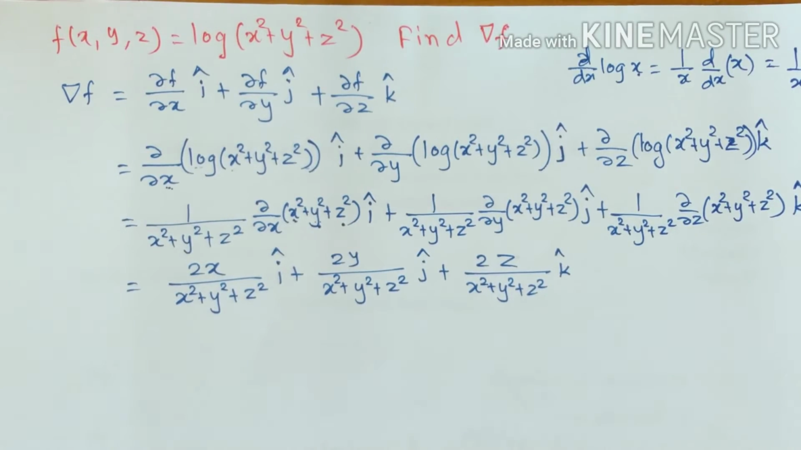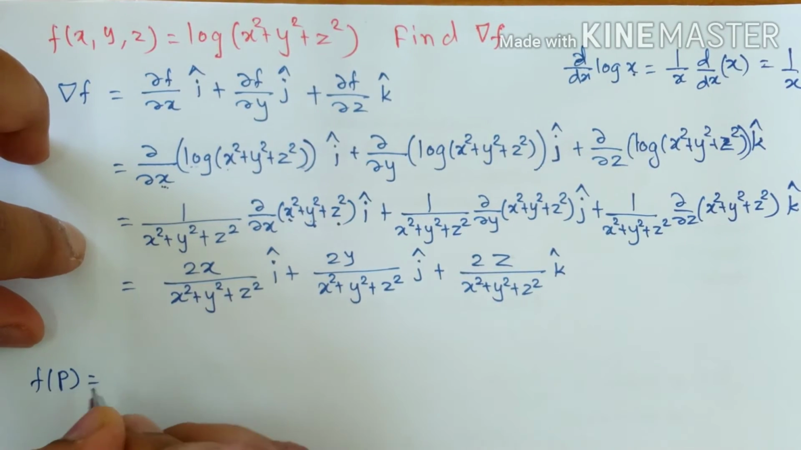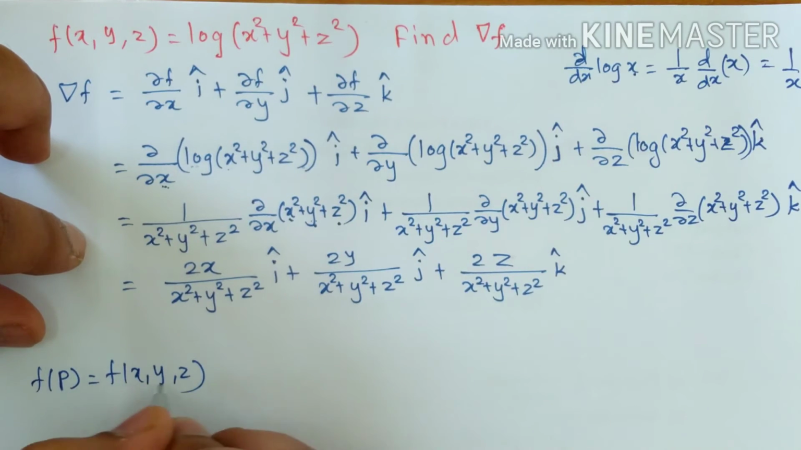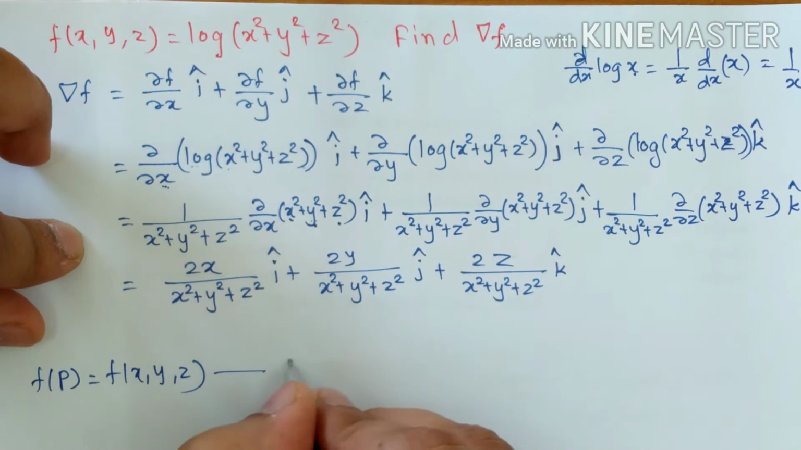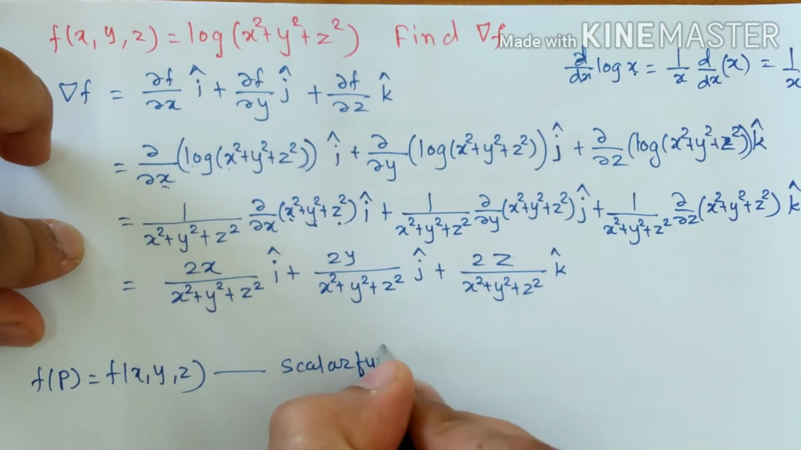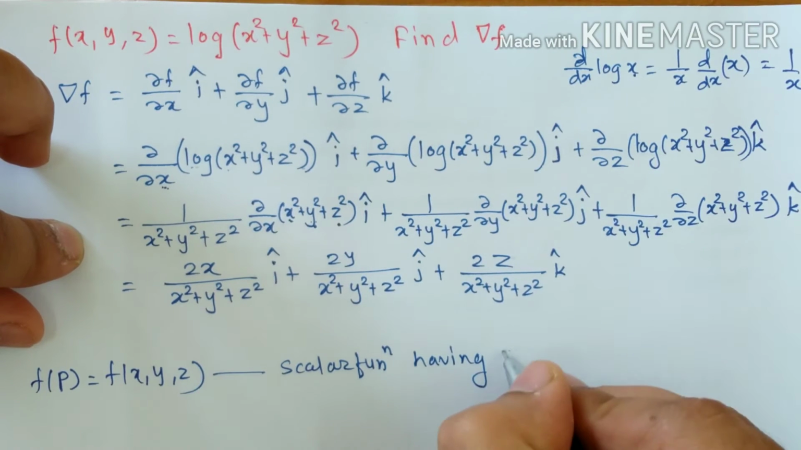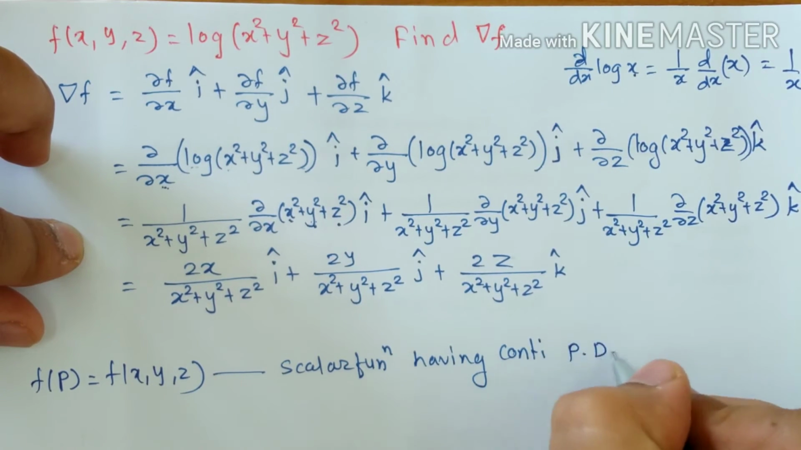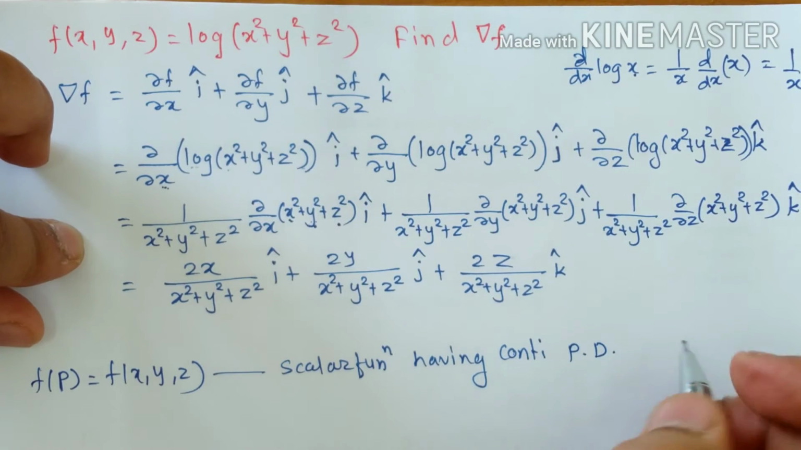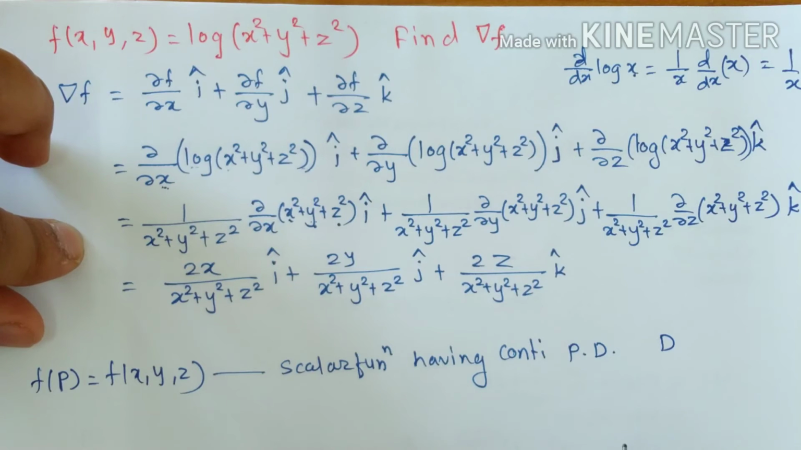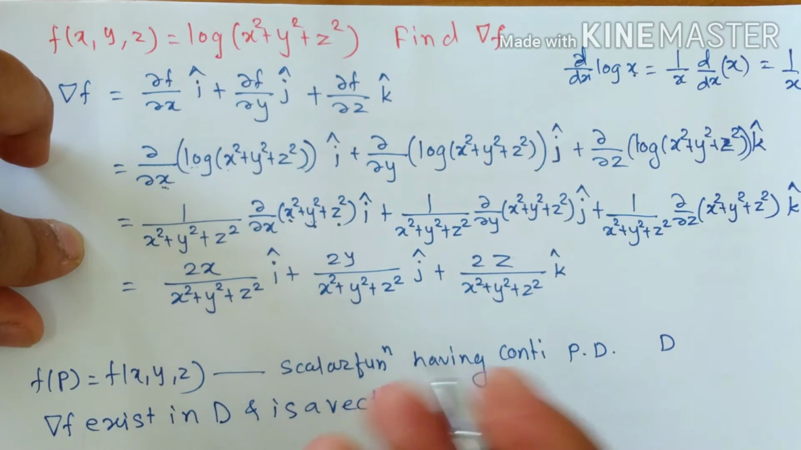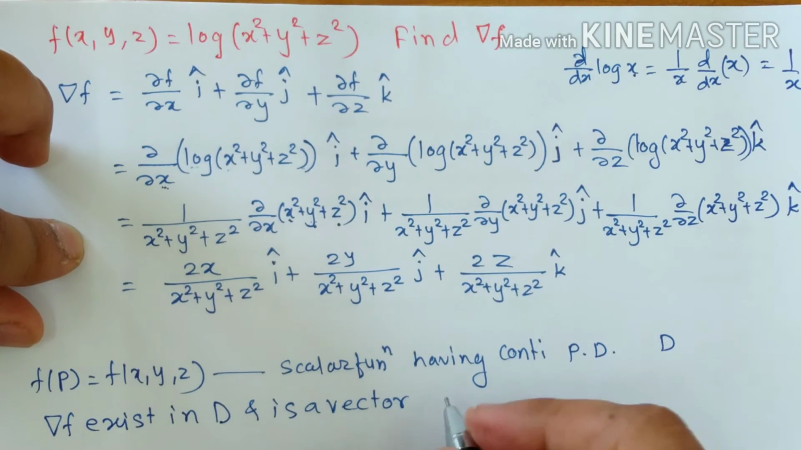Now what is meant by maximum increase? See, f of P is equal to f of x comma y comma z. P is a point (x, y, z). This is a scalar function having continuous partial derivatives in some domain D of space. The gradient of f exists in the domain D and is a vector. The gradient of f is always a vector.